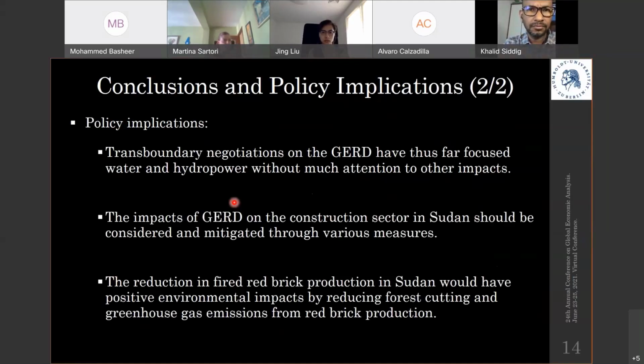But again, it's also worth mentioning that any reduction in fired red brick would have positive environmental impacts because it reduces the cutting down of forests, because that industry uses wood to fire the bricks, and it would also reduce greenhouse gas emissions from the firing process.